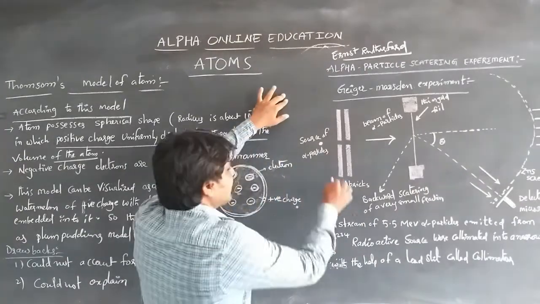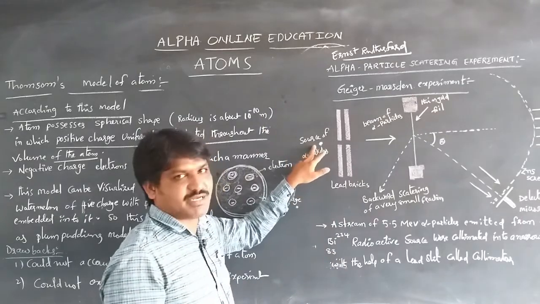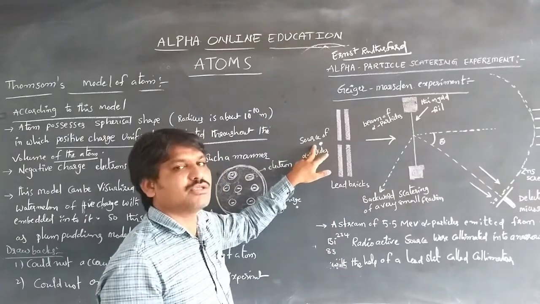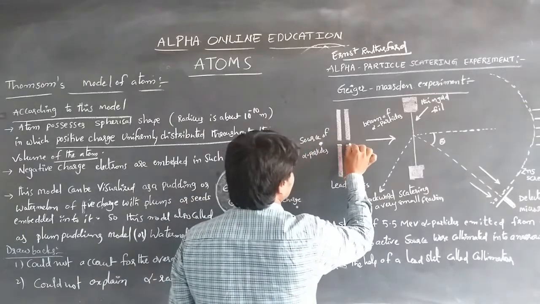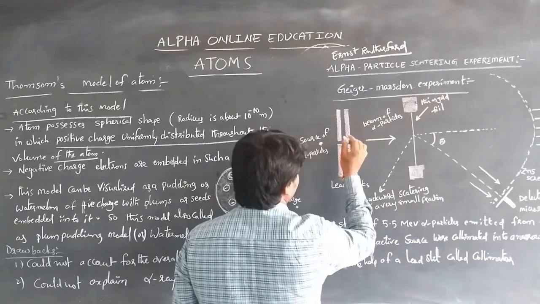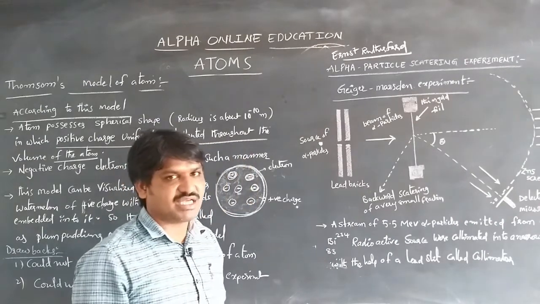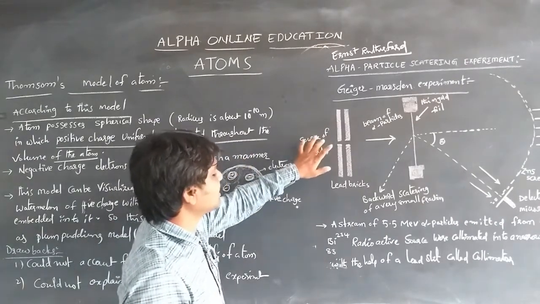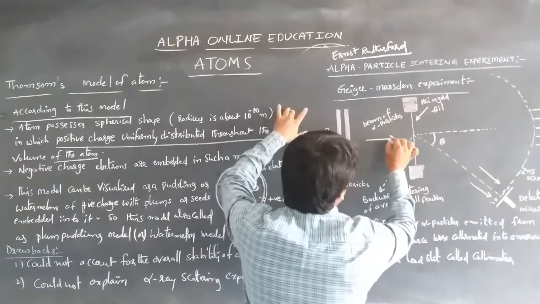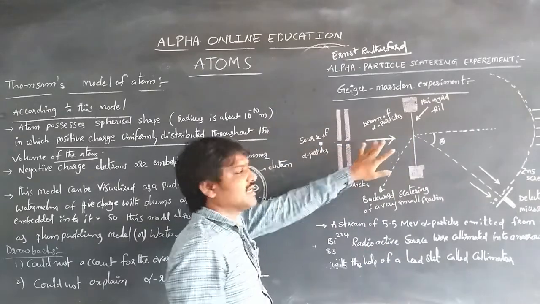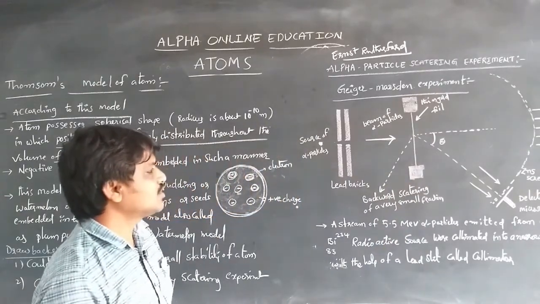In this case, we are taking a source of alpha particles emitted by bismuth. The bismuth is used as the source of alpha particles, and with lead bricks we make a slit, which is called a collimator. Whenever the bismuth emits alpha particles, they are collimated through this into a narrow beam of alpha particles, which is incident on the thin gold foil. So this is called the collimator.